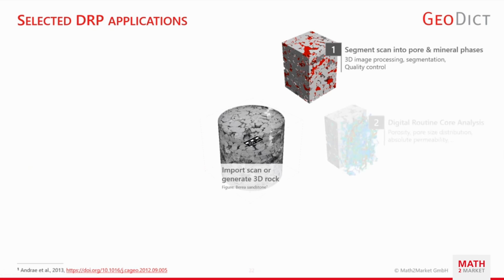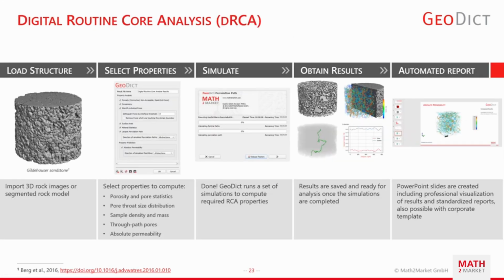From that, I would like to go to the next topic, digital routine core analysis. There's an automated tool for that in GeoDict. All you need to do for a digital routine core analysis is load your sample, choose the application, the feature, select the properties you want to have, and just simulate it, and you will get results obtained, visualized, and automatically stored in a PowerPoint report file that tells you all you want to know for digital routine core analysis with GeoDict.